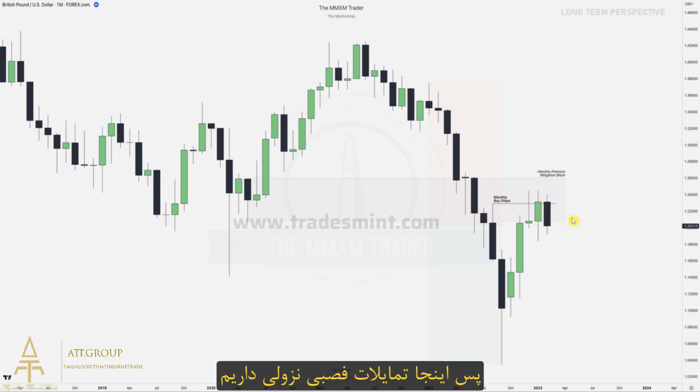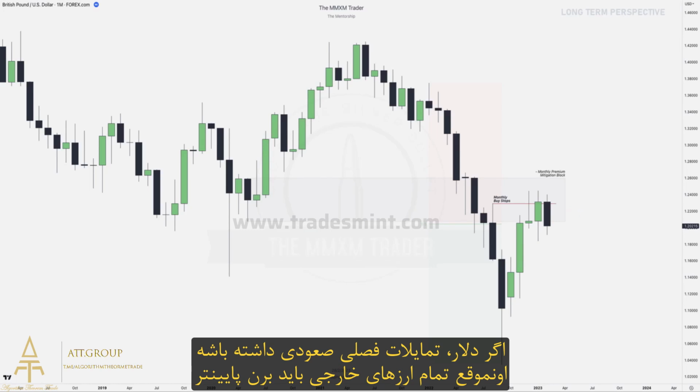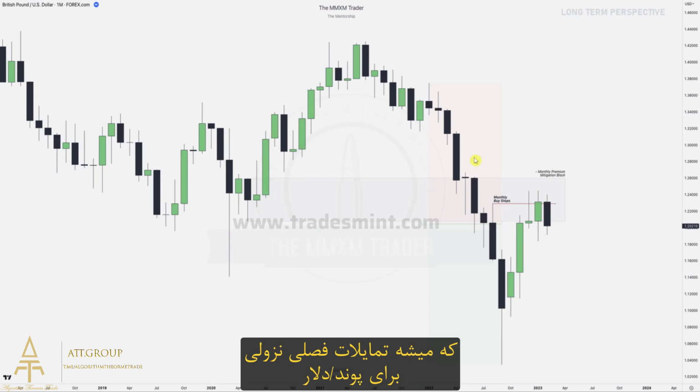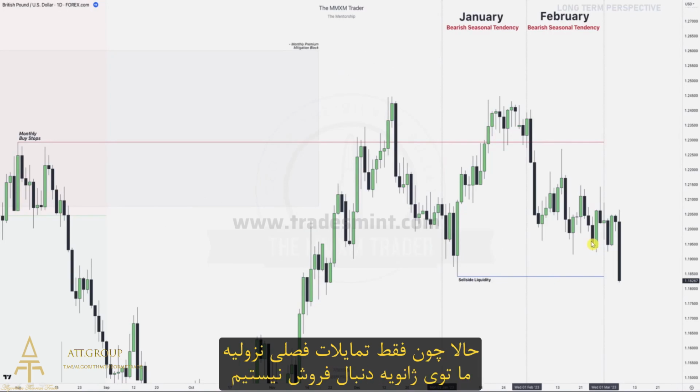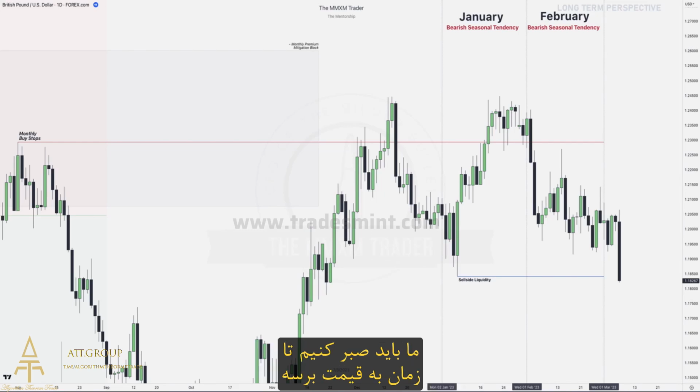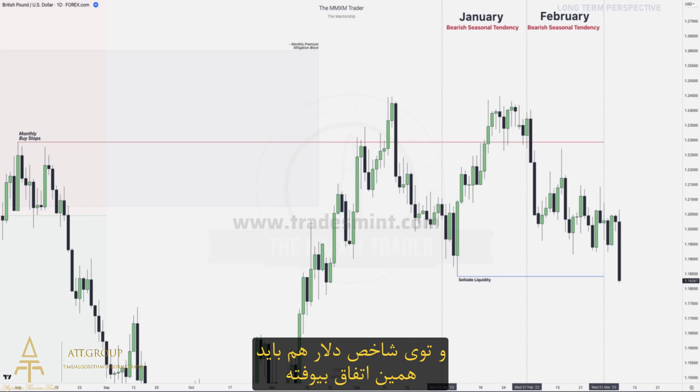So with that bearish seasonal, and a bullish seasonal for the DXY, remember? If DXY has a bullish seasonal, then all foreign currencies should trade lower, which would be a bearish seasonal for the British pound US dollar. Now we don't just look for shorts in January because we have a bearish seasonal tendency, right? We need to wait for time to meet price, and to meet on the DXY as well, right?